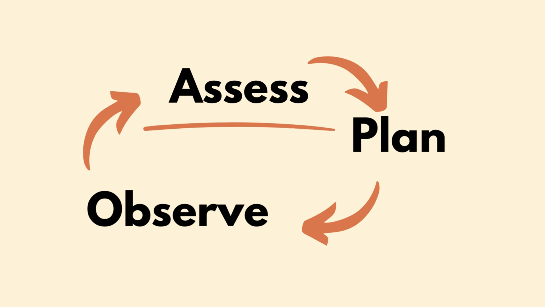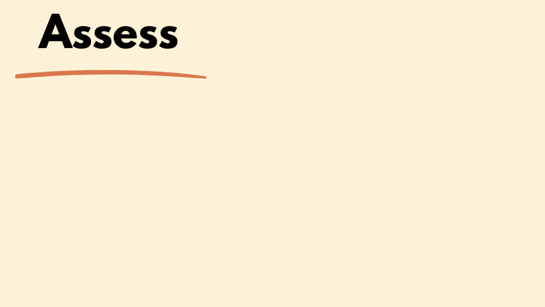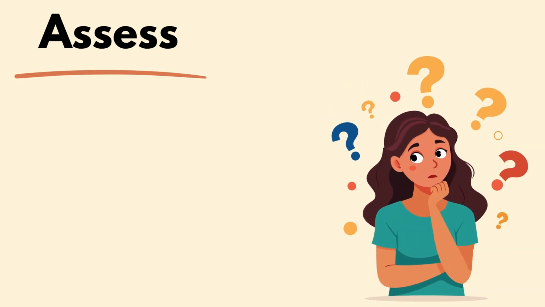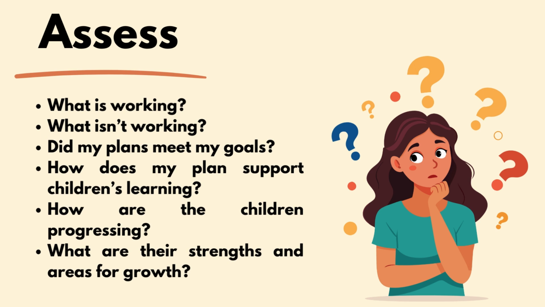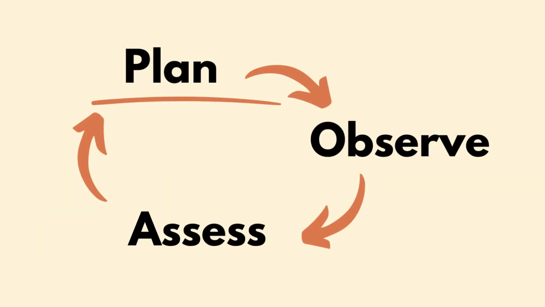Assess. The next part of the cycle is assess. This refers to when an educator gets to reflect on the observations they've made. Review your observations and assessments for signs of progress children are making. What is or isn't working? Did your plan meet your goal? How did your plan support and benefit children's learning? What are the children's strengths? Plan.